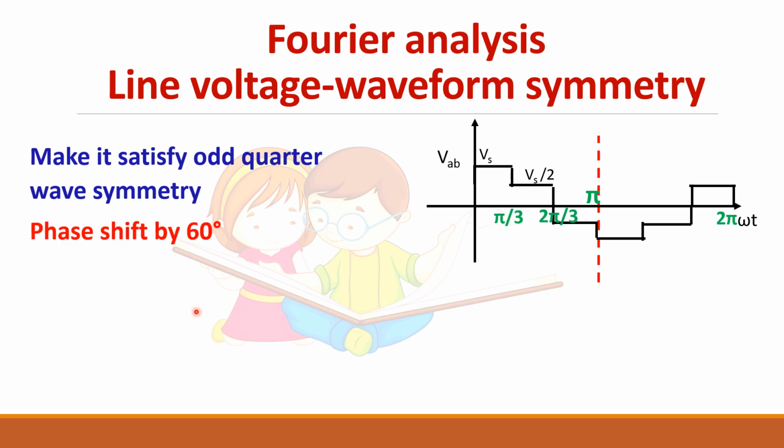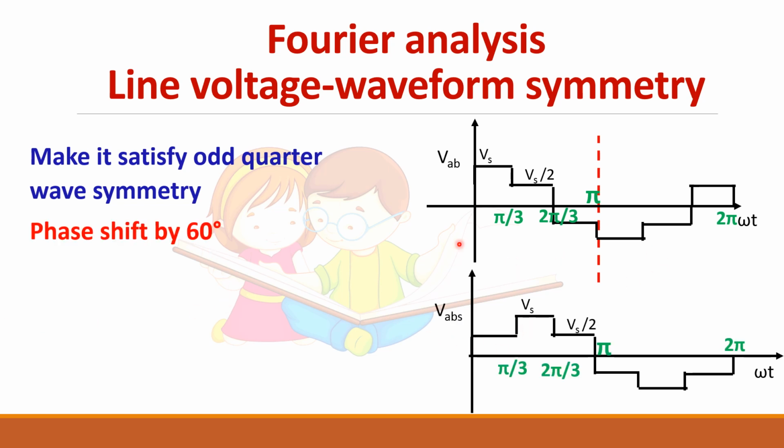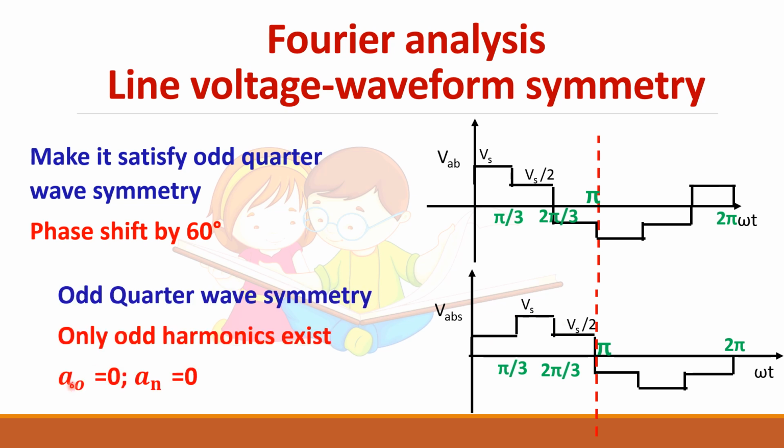So let me phase shift by 60 degree. If I phase shift this waveform by 60 degree, my waveform will become symmetrical. You can check here, it satisfies half wave symmetry as well as it satisfies the odd function. You can even check the quarter symmetry. If you check around pi by 2, you will see it satisfies quarter wave symmetry. So the A naught and An terms become 0 and only odd harmonics will exist.